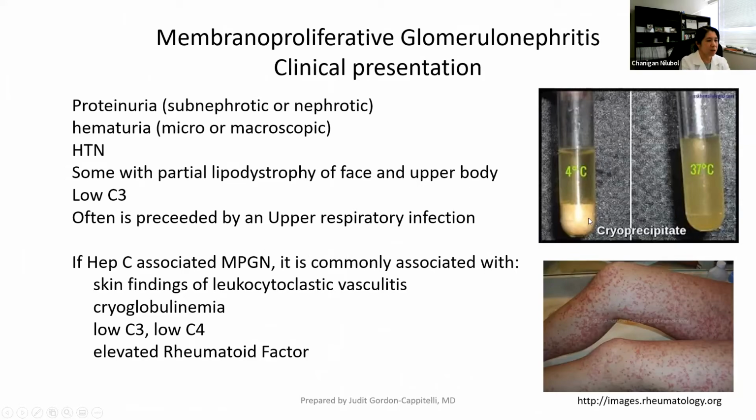So again, this is just showing the cryoprecipitate, and they may have a skin rash like this, which we call leukocytoclastic vasculitis. This makes us think of MPGN related to cryoglobulinemia.